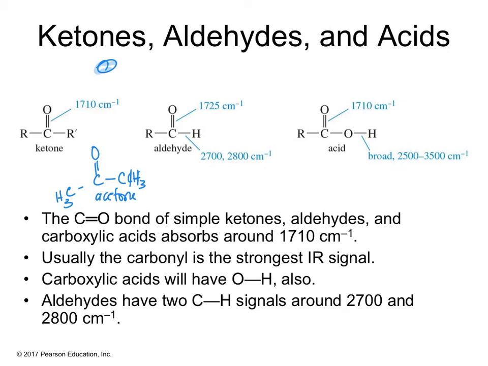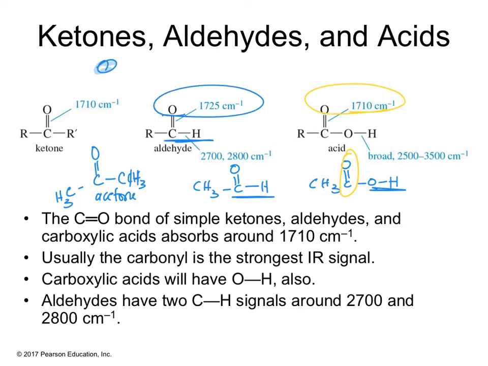And then aldehyde, you also have the CH, and then a carboxylic acid here, acetic acid, you also have an OH there, the active ingredient in vinegar. So the carbonyl 1710, the carbonyl of an aldehyde 1725, and the carbonyl of a ketone 1710. So the thing is, if you just have the carbonyl and you don't have any other significant peaks, you can say, okay, I got a ketone.